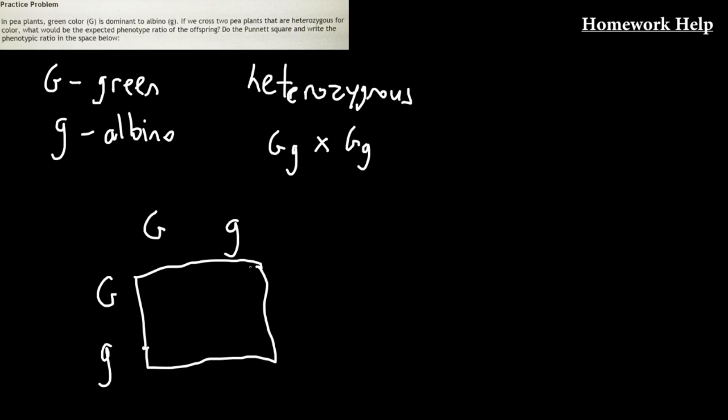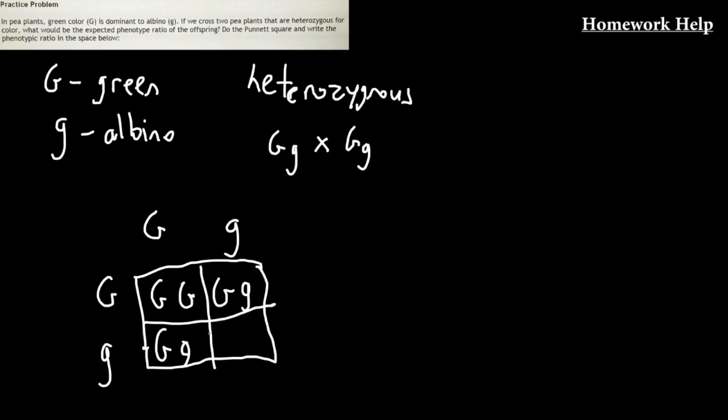Okay, so for the offspring, one offspring could get this big G from one parent and this big G from another parent, so big G, big G, or they can get big G, little g, or they can get big G, little g, or they can get a little g, little g.